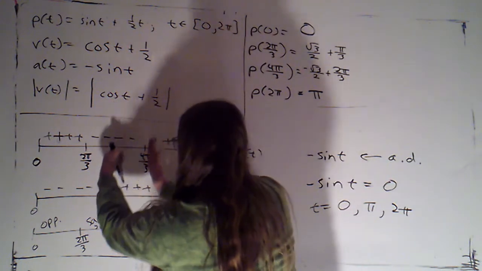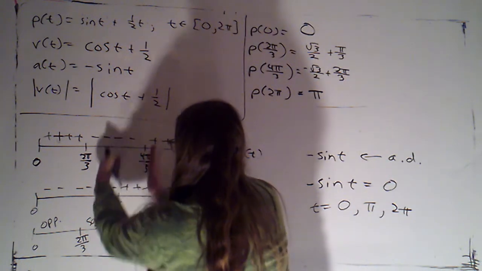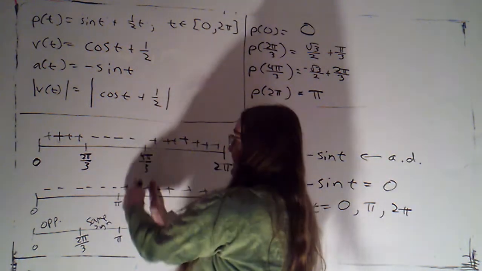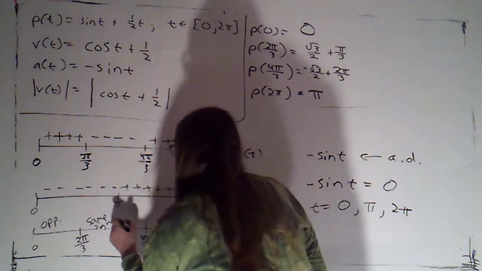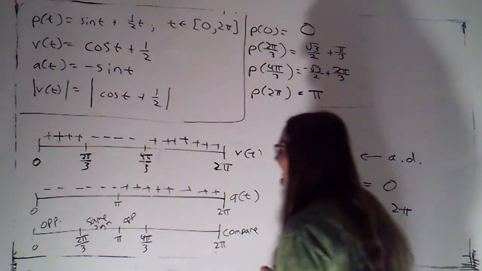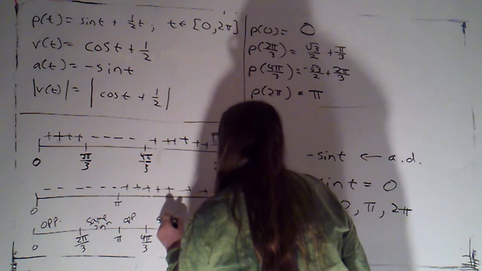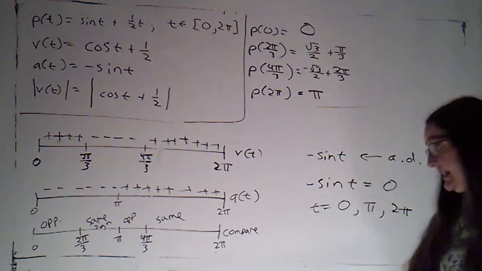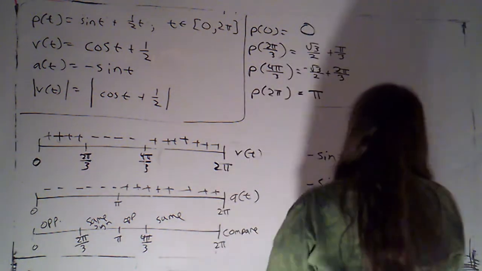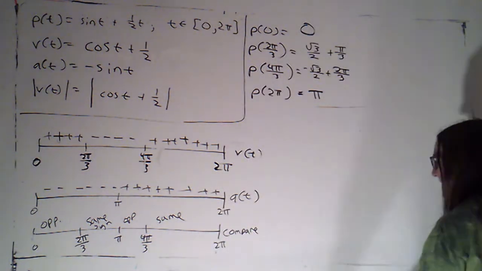From pi to 4 pi over 3, we've got a negative velocity but a positive acceleration, so we're back to opposite signs. And then from 4 pi over 3 to 2 pi, they're both positive, so we've got the same sign. All right, so that's going to allow me to state my answer.